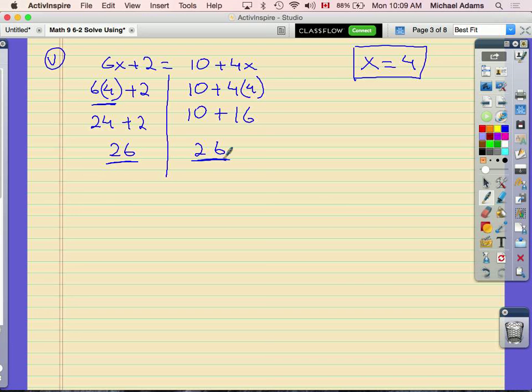Well, look at that. So now my left side and my right side are equal. So both sides are equal. That means that this answer, x equals 4, is the right answer. Okay. So hopefully that wasn't too difficult.